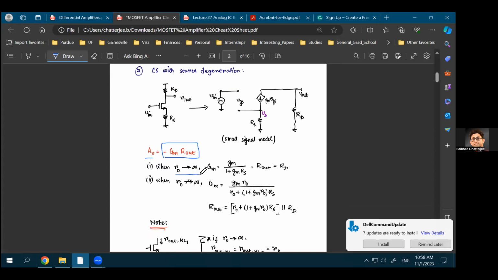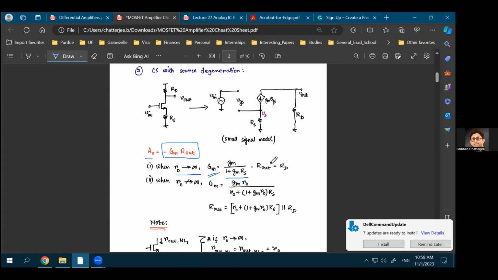When Rho is infinitely large, and again, I'm not solving the small signal model. At this point, I'm assuming that all of you should be able to solve the small signal model and find out the GM and Rout as you have done in the previous lectures. Now I'm just summarizing what we have learned before. That is, your capital GM will be small gm divided by 1 plus GM Rs. Whenever you have this source degeneration, your GM reduces by a factor of 1 plus GM Rs.